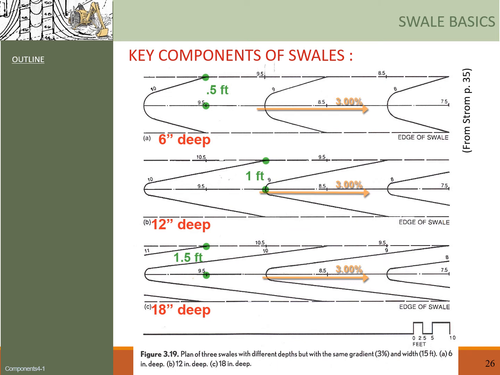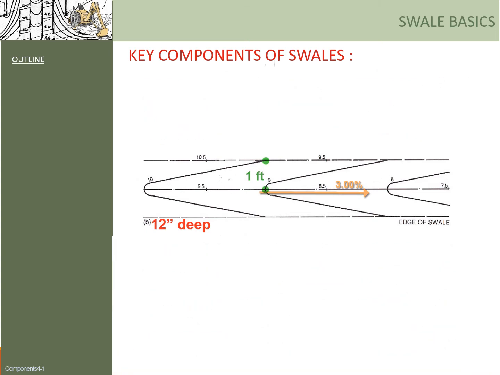Next, we'll be looking at three swells that have the same percentage slope on the center line, but will have different depth, and see how this affects the contour signatures. Let's use the middle one with a depth of 1 foot as an example to further explain depths. Note that here all the numbers represent elevations.